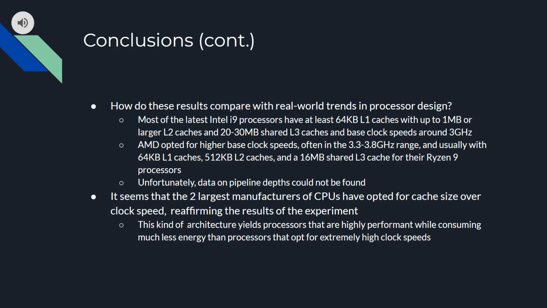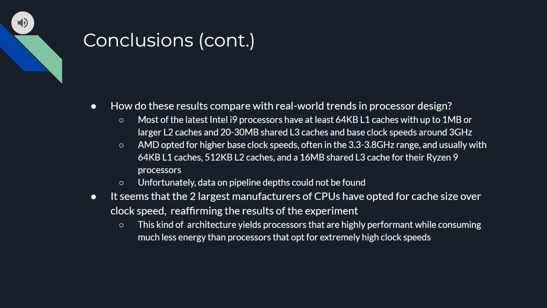Let's take a look at how our results stack up to real-world processor design. Using a comprehensive CPU database available on techpowerup.com, I looked at the latest releases from both Intel and AMD, the two biggest manufacturers of consumer CPUs on the market. Most of Intel's latest releases in their i9 series, which is their selection of high-performance consumer CPUs, have at least 64 kilobyte level 1 caches, with up to 1 megabyte or sometimes even larger level 2 caches, as well as shared level 3 caches of 20 to 30 megabytes.